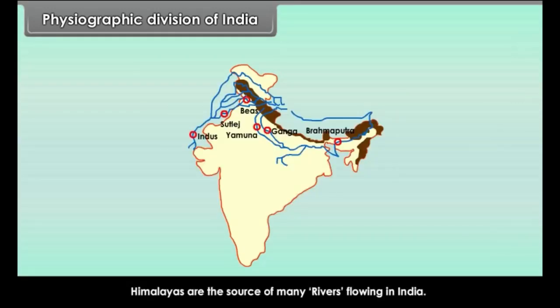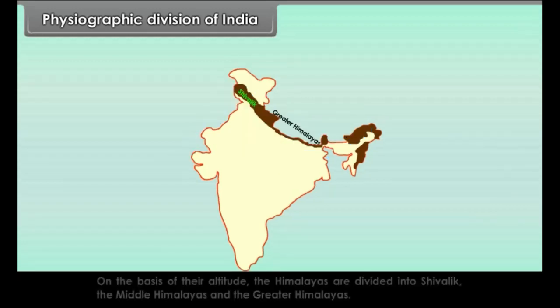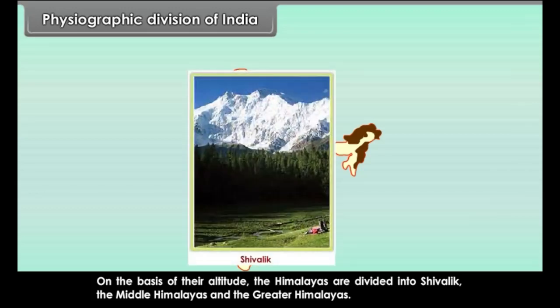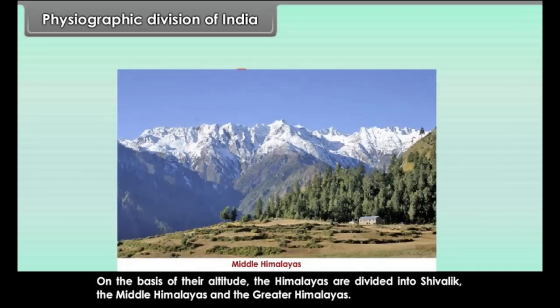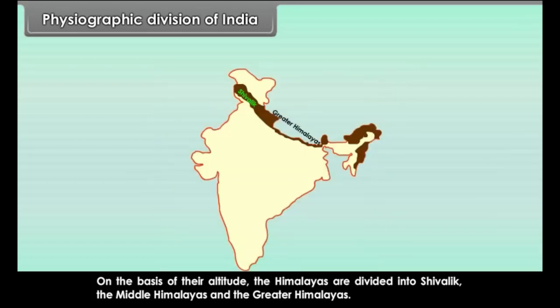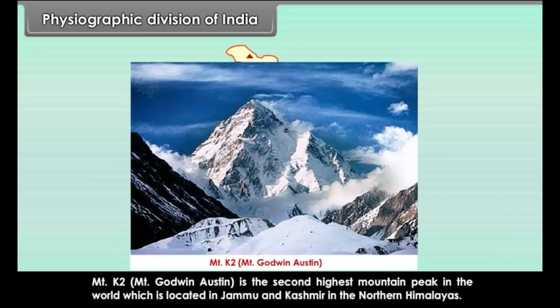The Himalayas are the source of many rivers flowing in India. On the basis of their altitude, the Himalayas are divided into the Shivaliks, the Middle Himalayas and the Greater Himalayas. Mount K2, Mount Godwin Austen, is the second highest mountain peak in the world, which is located in Jammu and Kashmir in the northern Himalayas.